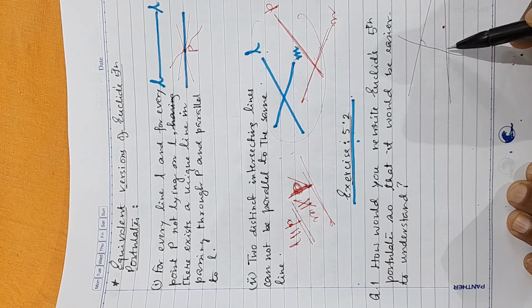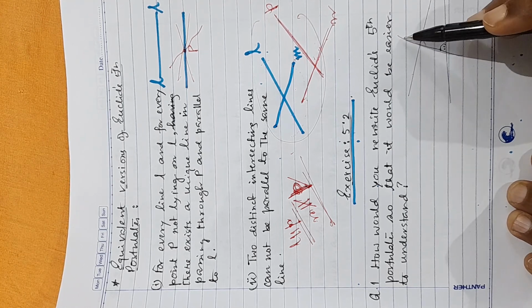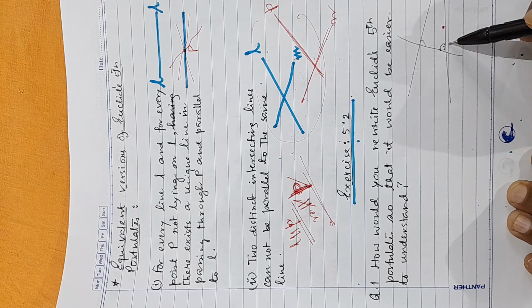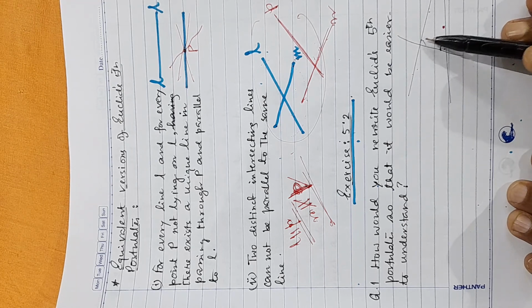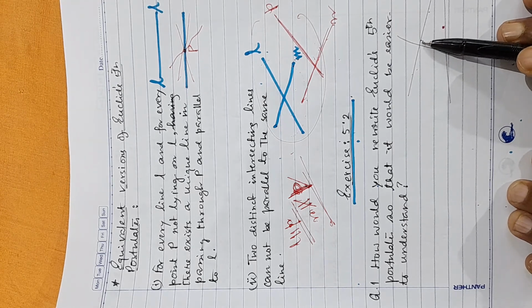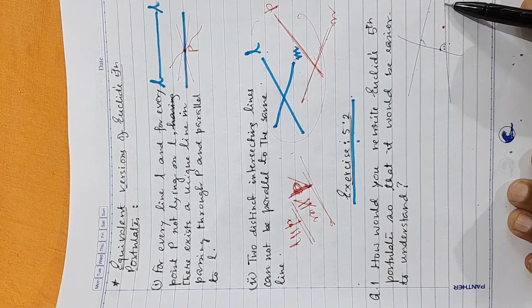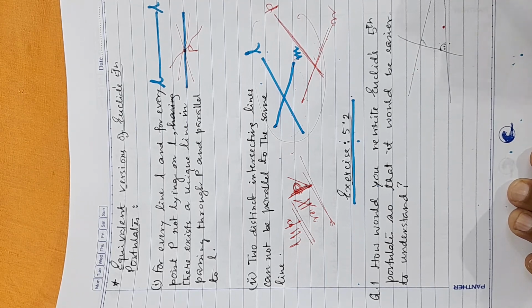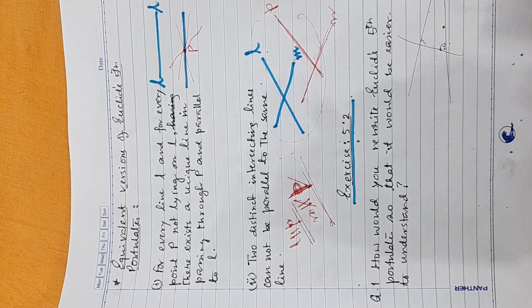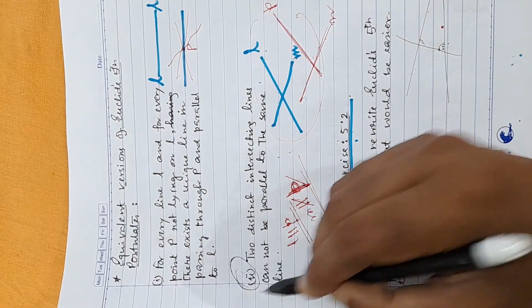If a line is intersecting two lines, and the sum of the interior angles on one side of this line is not two right angles, then the lines will never be parallel. They will intersect somewhere. These two lines will intersect somewhere. So we can write it in this way.